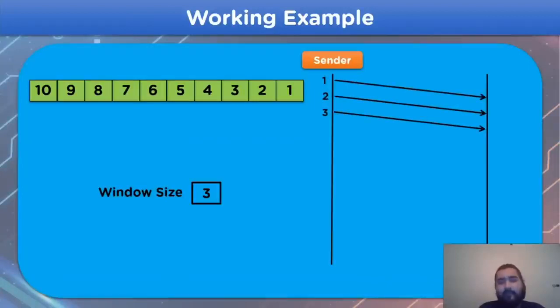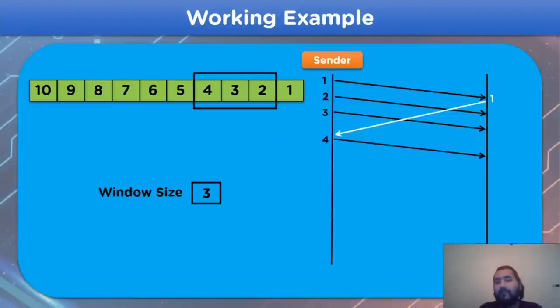After sending the frames, we'll wait for the receiver side to send the acknowledgement. And a sliding window will appear on frame number 1, 2 and 3. Now the receiver side will send the acknowledgement for frame 1 to the sender side. And using this, we can send frame number 4 from the sender side to the receiver side. And a sliding window appears on 2, 3 and 4 sequence number.